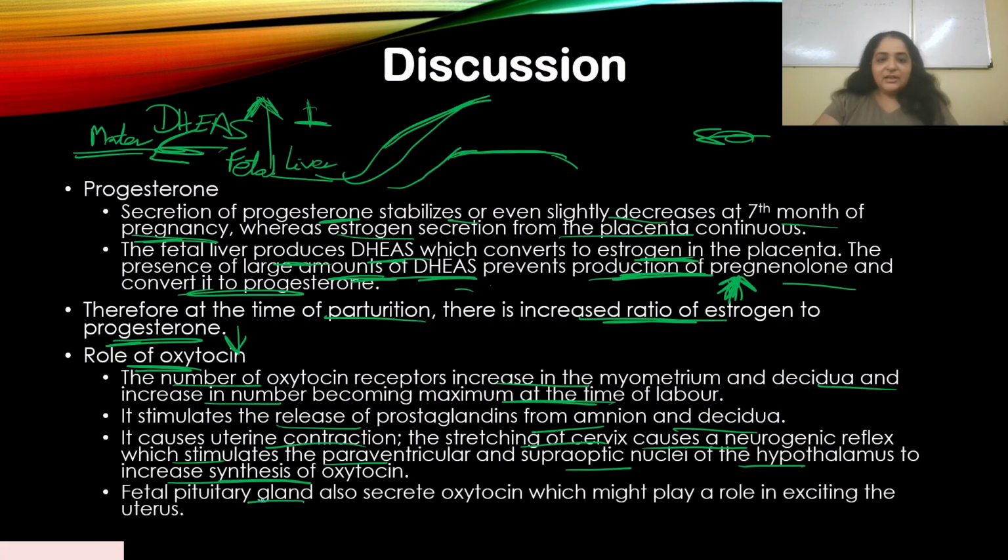Now, the fetal pituitary gland also secretes oxytocin, which might play a role in exciting the uterus. The function of fetal pituitary oxytocin release is not known, but yes, oxytocin is present, but I would not give it too much thought. So don't worry about it. Just know for information that there is oxytocin secreted from the fetal pituitary gland. It might play a role in exciting the uterus, but this role is not established as yet. So don't give it much thought. Just think about the maternal oxytocin.